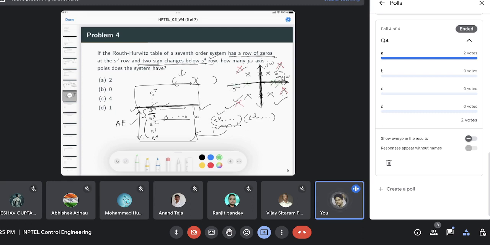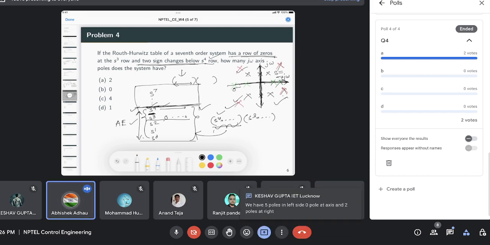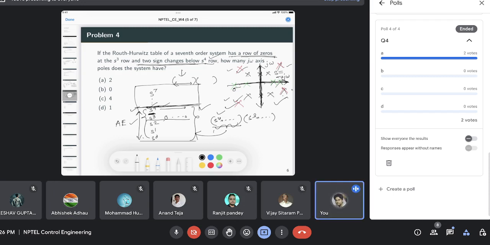So how many poles do you have for this auxiliary polynomial, which is of fourth order? You have 4 only, right? So 4 poles means you already have two right half plane poles and two left half plane poles. So there cannot be any poles located on the imaginary axis. Okay, so for this fourth order polynomial.